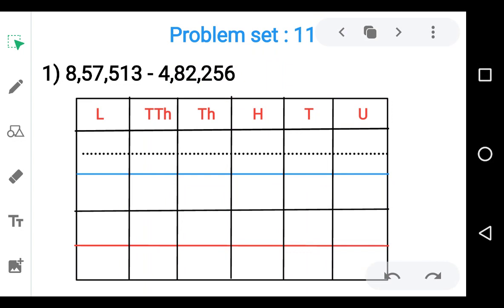8,57,513 minus 4,82,256. So, how can we subtract? First we arrange the numbers in the table. First, which number do we arrange? First we arrange the bigger number. And which number is the bigger number? 8,57,513.